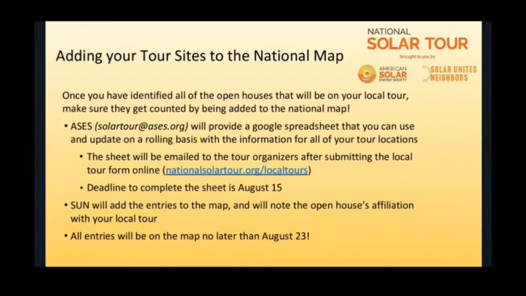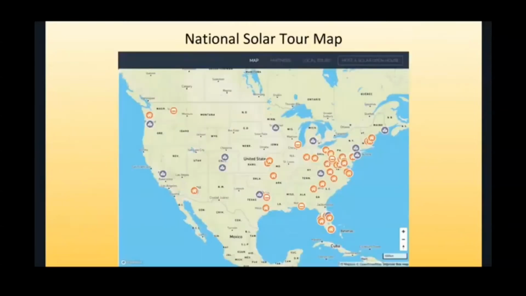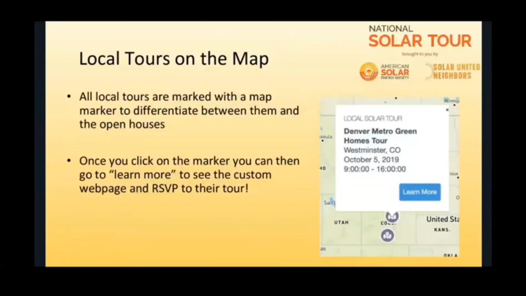You will have a custom example of the National Solar Tour map on our website. You can see that we've differentiated local tours from open houses from businesses. On the map, all local tours are marked with a map marker to differentiate them from the open houses. By clicking on Learn More, you can see the custom web page and RSVP to that tour.